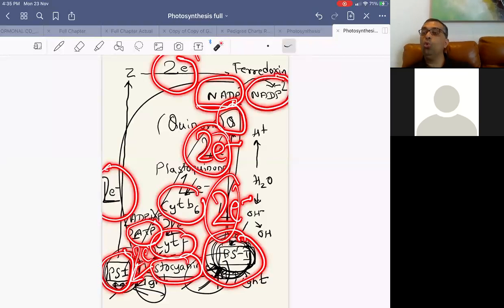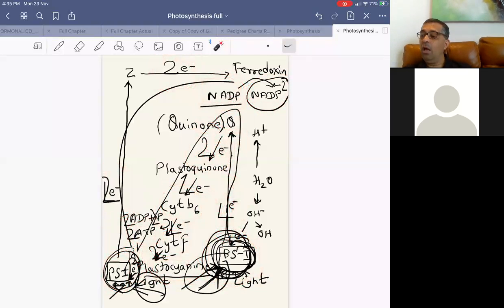NADP minus 2. Most importantly, photolysis of water will also take place twice. So 2H2O will split to form 2H plus and 2OH minus. 2OH minus will form 2OH and 2 electrons will go to PS2.